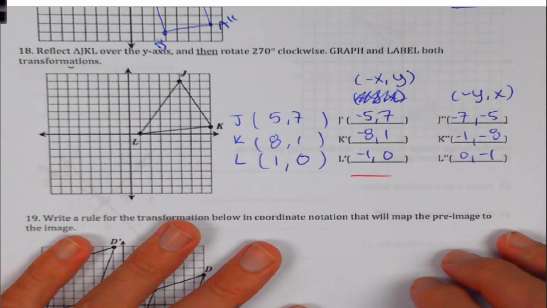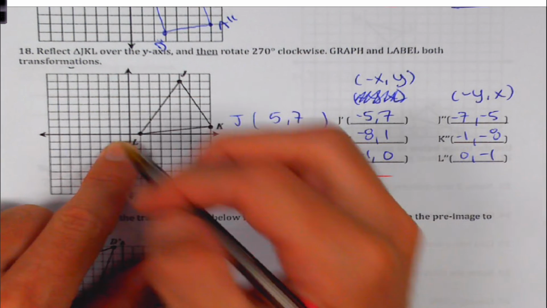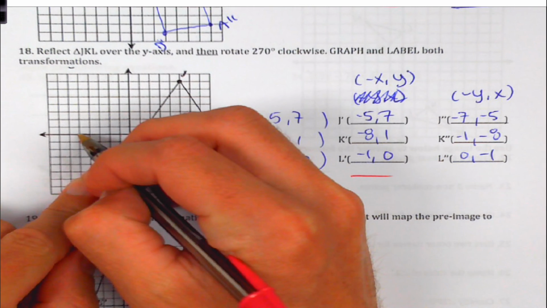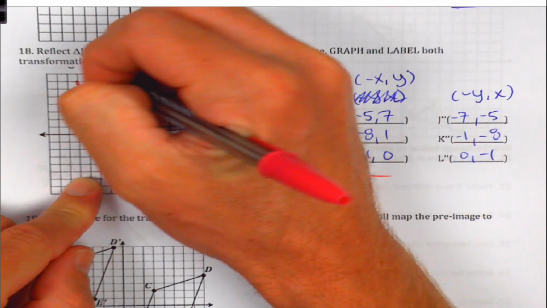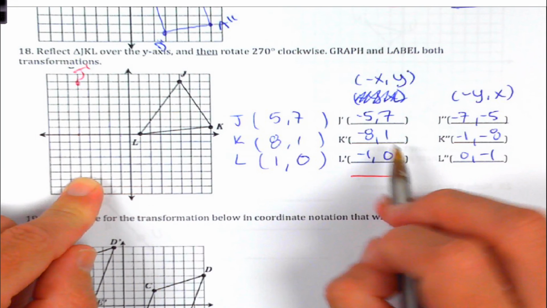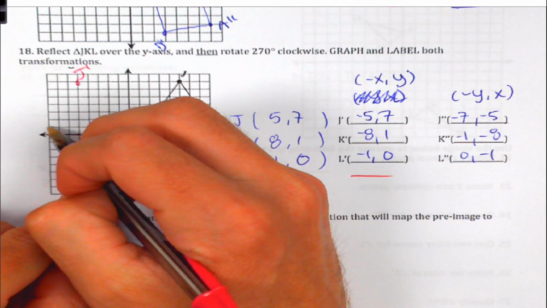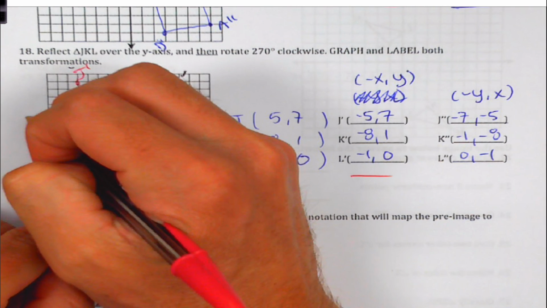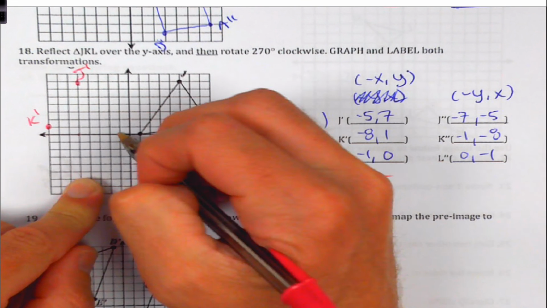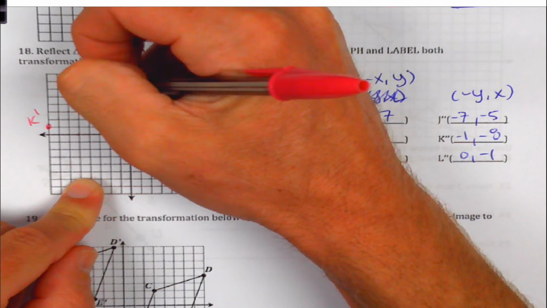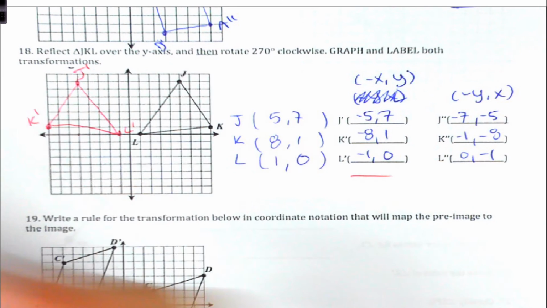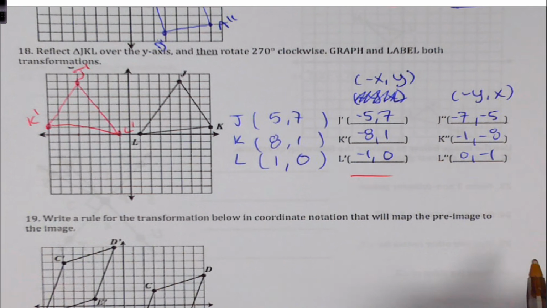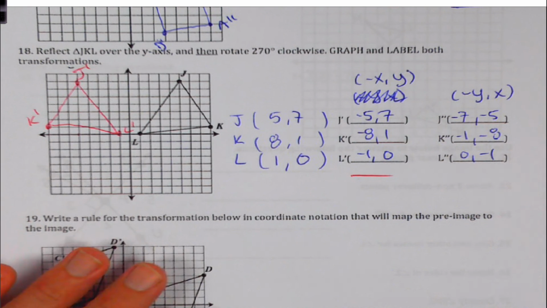Again, I'll graph in pink. Negative 5, so 1, 2, 3, 4, 5, and positive 7. Here is J prime. Negative 8, 1, there's K prime, and negative 1, 0, L prime. And does that look like a reflection over the y-axis? I would say 100% yes. And let's take our last one.